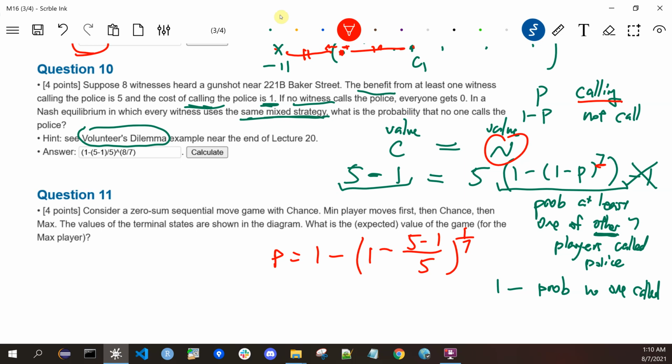And the question is asking what's the probability that no one called. So the question is asking 1 minus P, to the power 8. That's the probability of one person not calling, so that's the probability of all 8 players not calling. So that gets simplified to just this part inside, to the power 8. So that's this expression here.